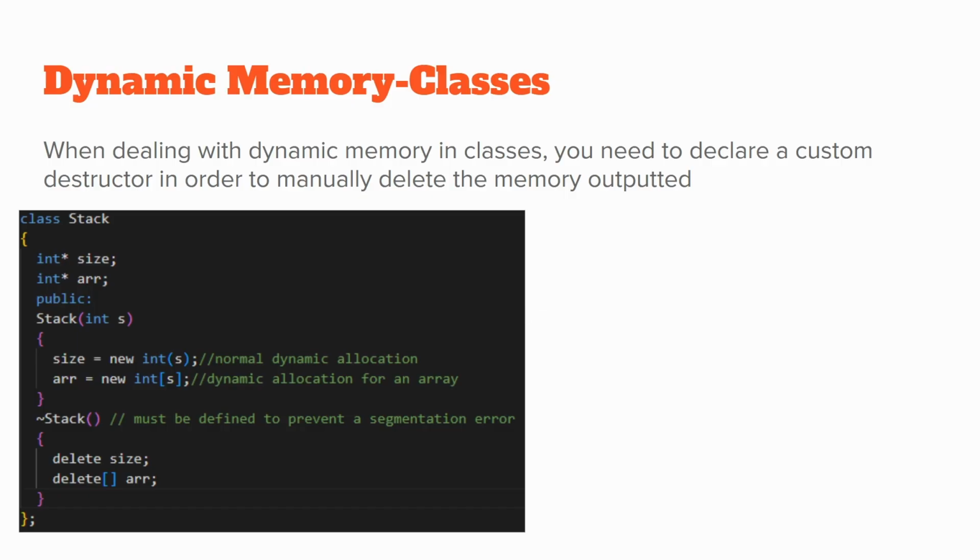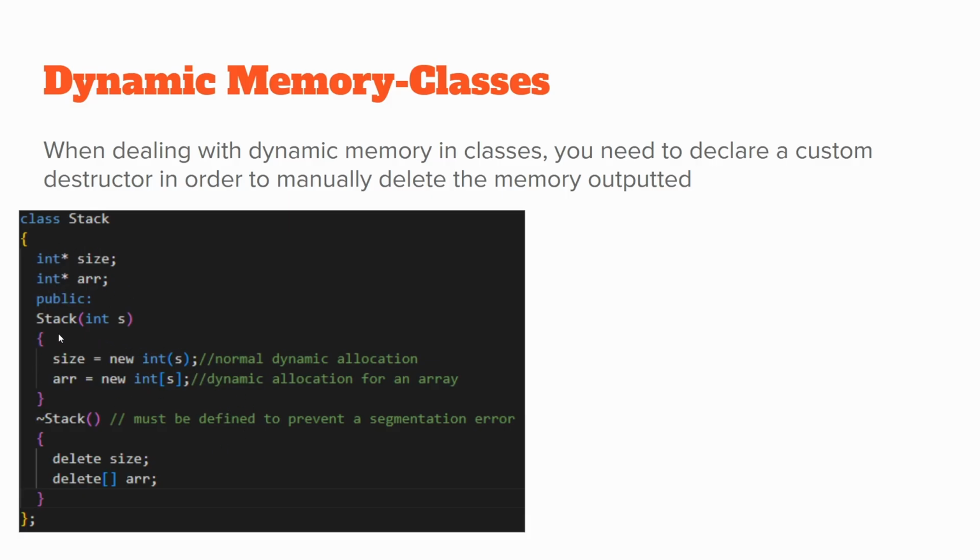When dealing with dynamic memory in classes, such as using dynamic arrays, for example, you need to declare a custom destructor in order to manually delete the allocated memory. So you probably are a little familiar with this, but again, I'll do a little refresher on what a destructor is. In this example, I have a class Stack, which is meant to be a basic representation of a stack, where I've declared an int pointer to a size and an int pointer to an array. You can note that they're pretty similar. The only difference is the value we put in.